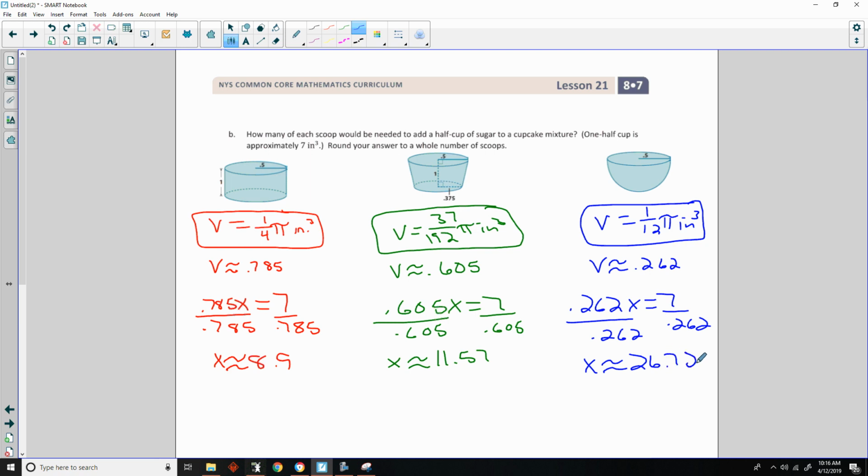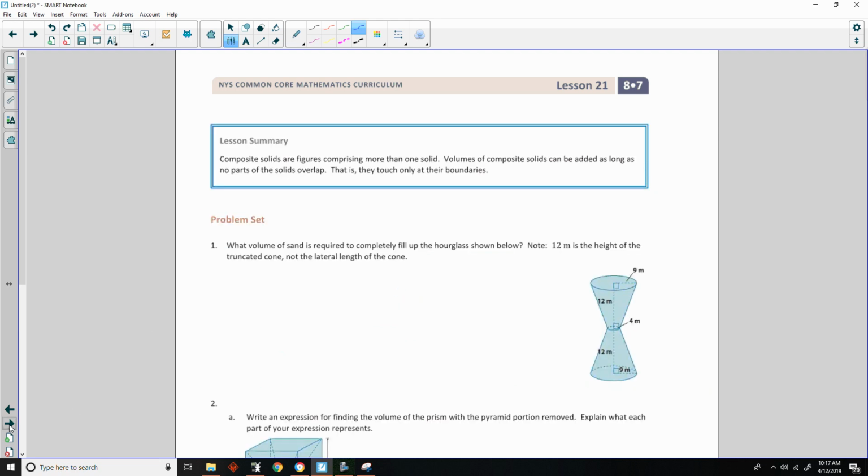Okay, now we can go up and read again. Round your answer to whole number of scoops. So now I need to round. So X is approximately 9 scoops. In this one, X is approximately 12 scoops. And obviously it should get greater on each one. And X is approximately 27 scoops. Okay, so we have answered the question. That is the end of lesson 21. Review this lesson summary and go do your problem set.